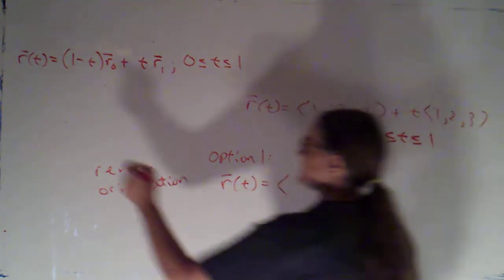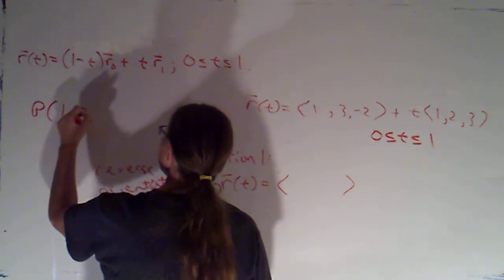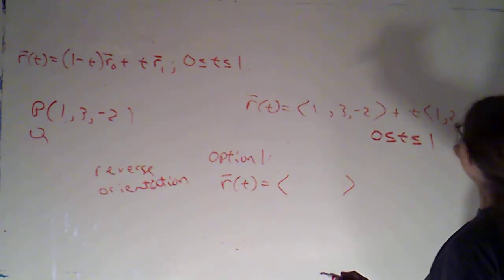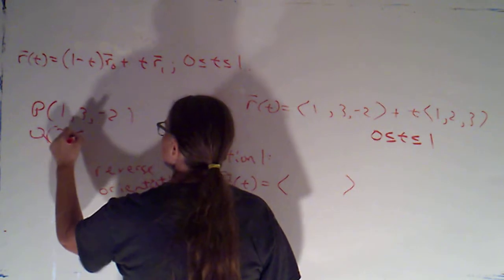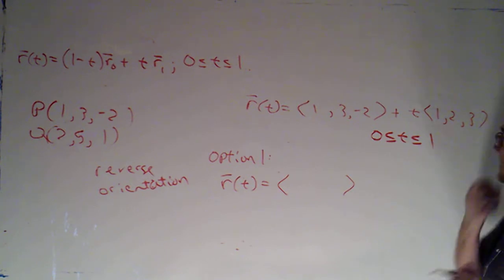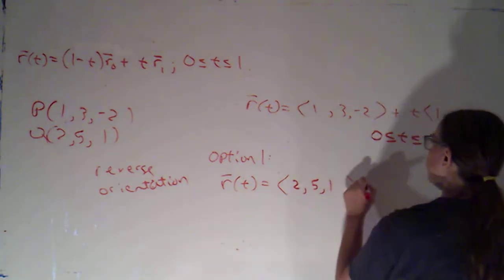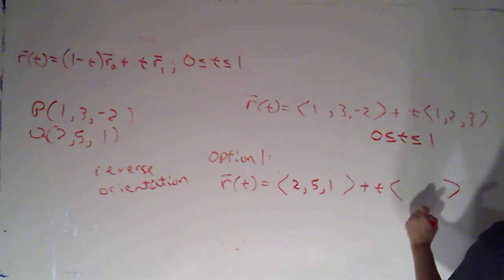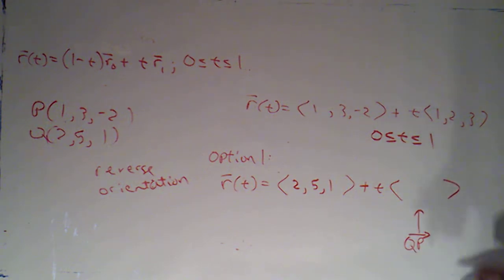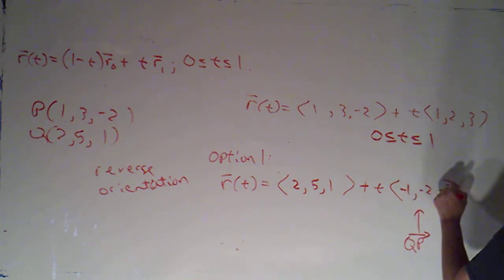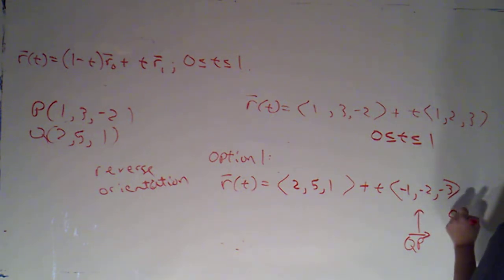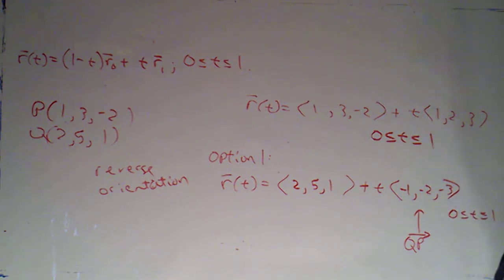So r of t would be, now my starting point is the position vector for point Q. Let's see, what was Q again? Oh dear, I've forgotten that. P was 1, 3, negative 2. Q was what I get when I added one of these. So that would be 2, 5, 1. Right? Yes. Okay. So r of t would be 2, 5, 1 plus t copies of, now this would be QP. I'm going to use the vector that points in the opposite direction, which would just be negative 1, negative 2, negative 3. I think that's the simplest way. Oh, let's not forget to restrict the domain so that we get the line segment.